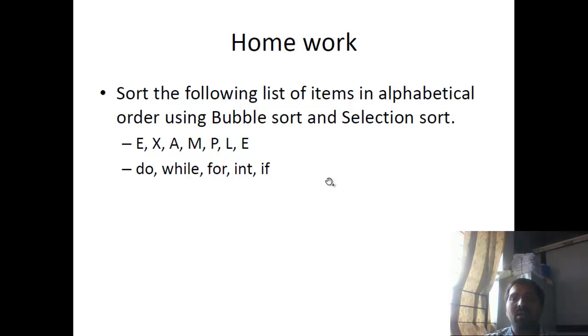So this is the homework I am giving. You can follow this: sort the following list of items in alphabetical order using bubble sort and selection sort. So these two examples you can solve using bubble sort and selection sort. Once again you can go through this video lecture and the PPT and then solve these examples on your own.